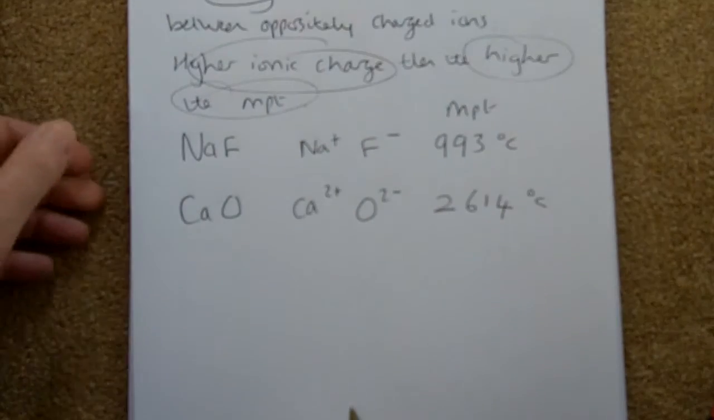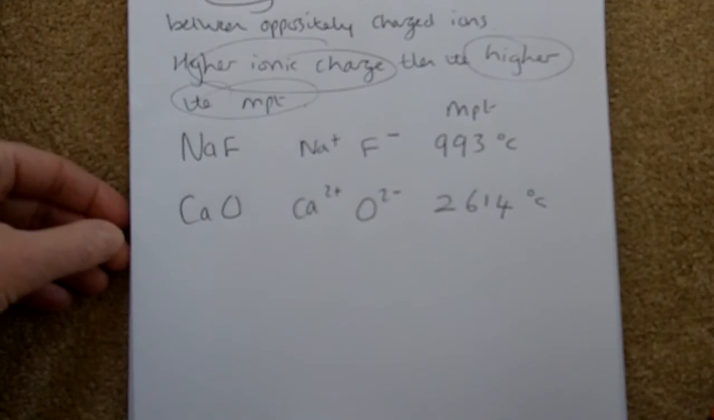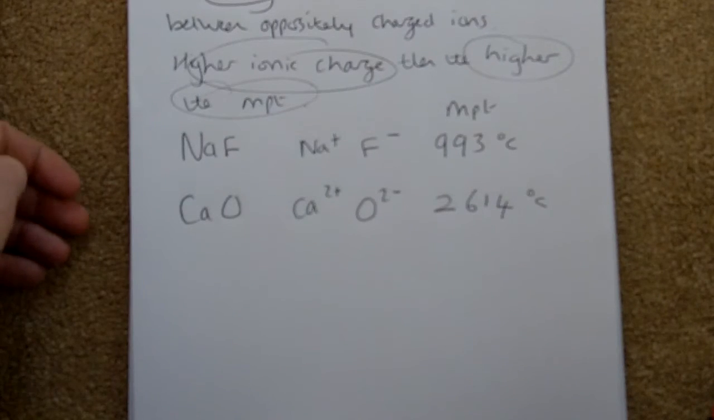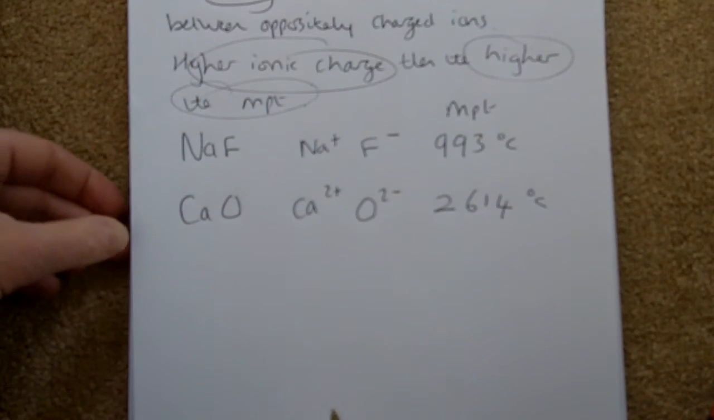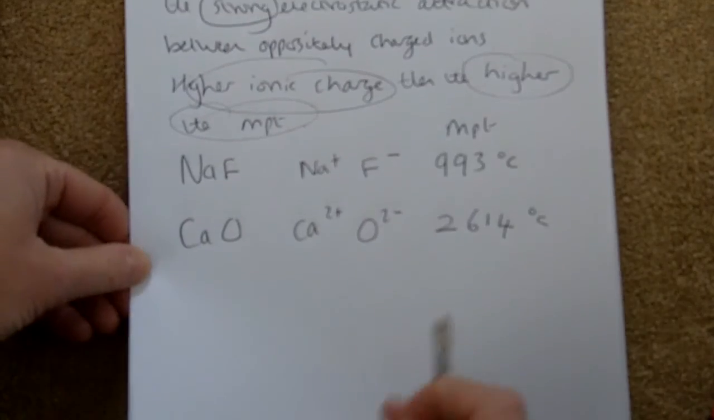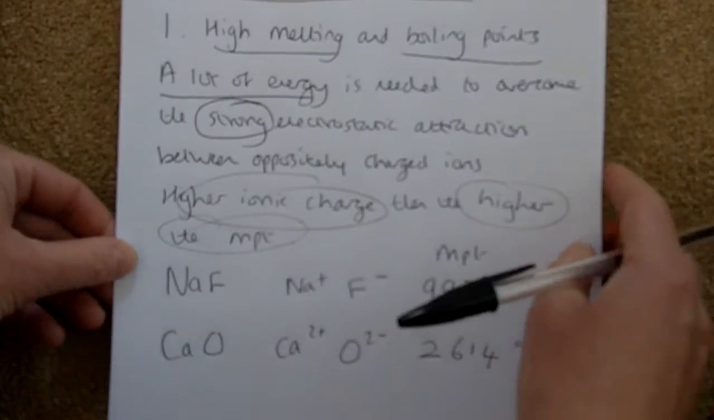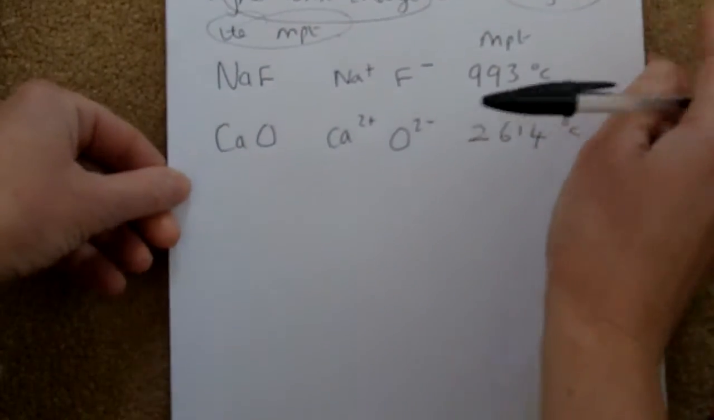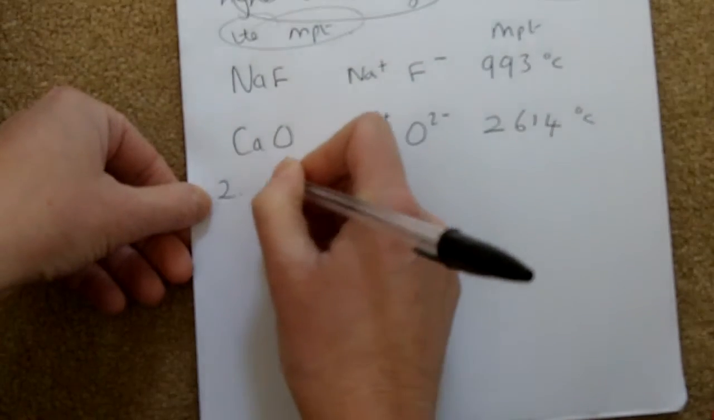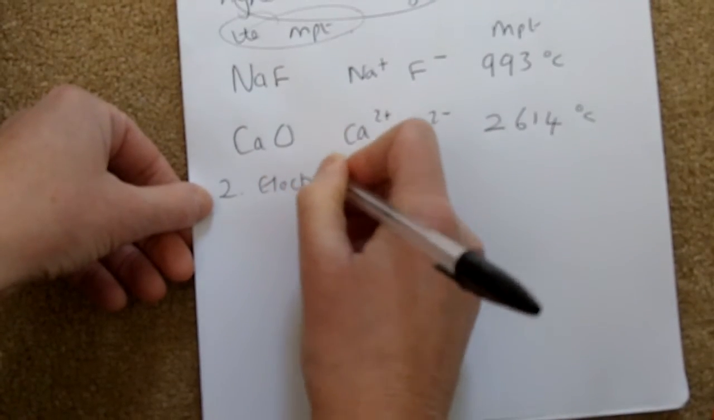And also the size of the ion is important. Small ions can pack closer together. Okay, so that's melting point, one of the properties. The second property of ionic compounds is electrical conductivity.